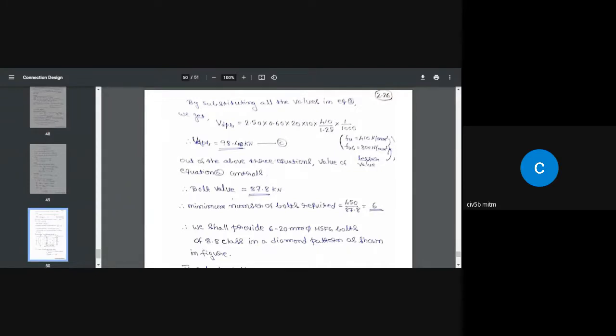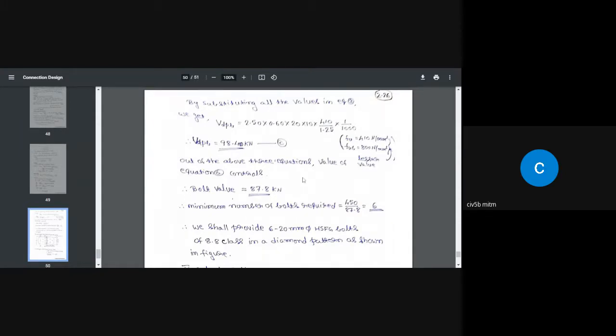When two materials of different strengths are pressing against each other, the material with lesser strength will yield first. So in this case, what is the material with lesser strength? It is the plate, which is 410 Newton per millimeter square. So that value should be considered, and that is the value I have considered here. Finally, I got VDPB equal to 98.40 kilonewton.